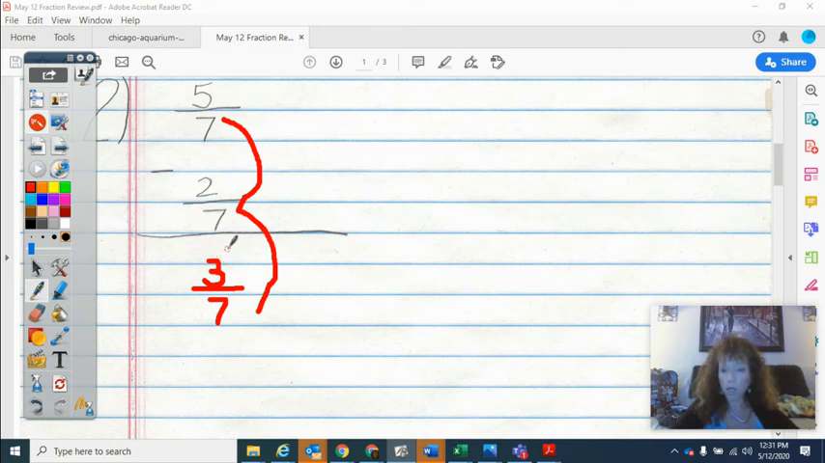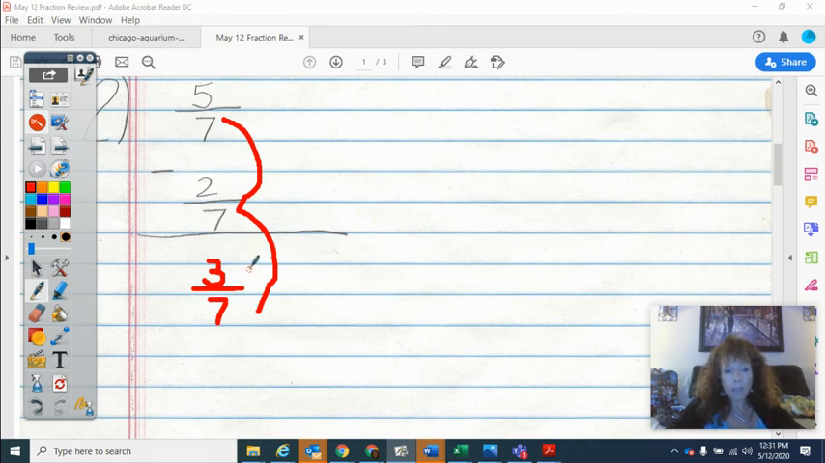3/7. Another way of saying subtraction is the difference. So the difference between 2/7 and 5/7 is 3/7. So the difference is 3/7. So a difference means we're subtracting.